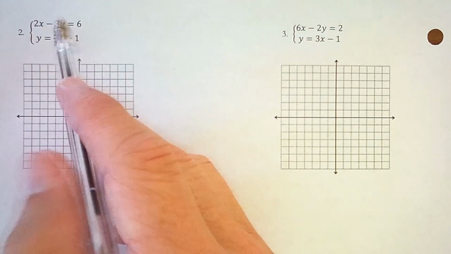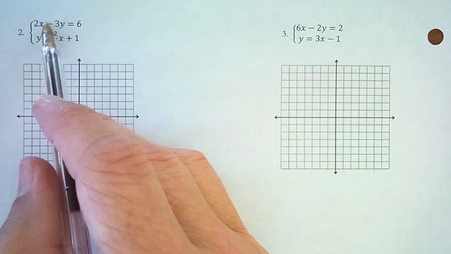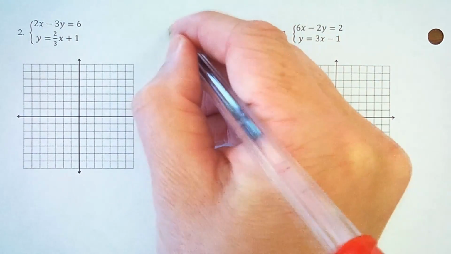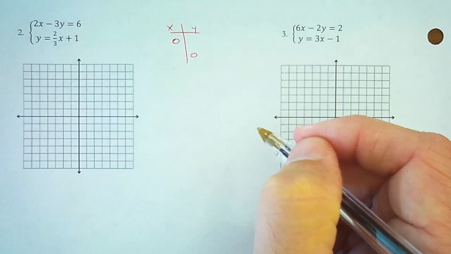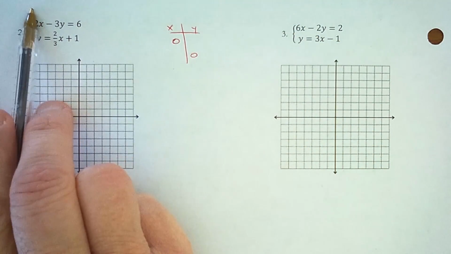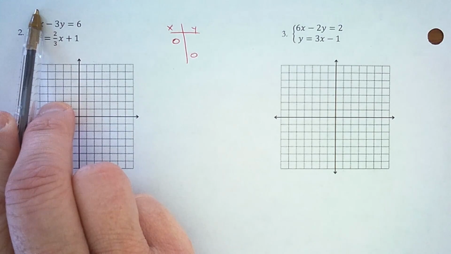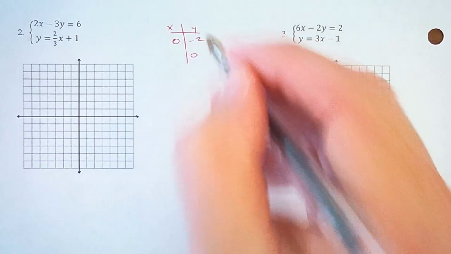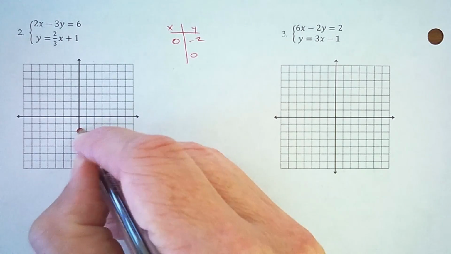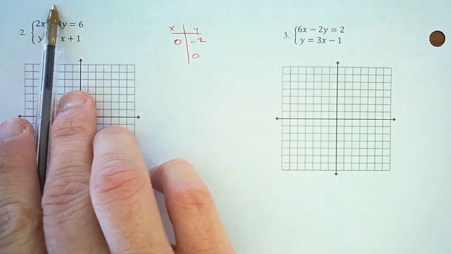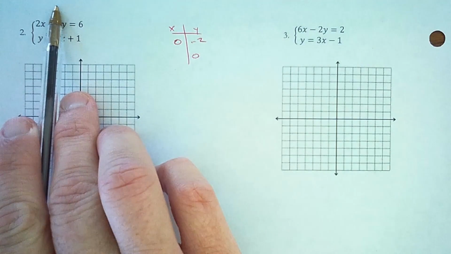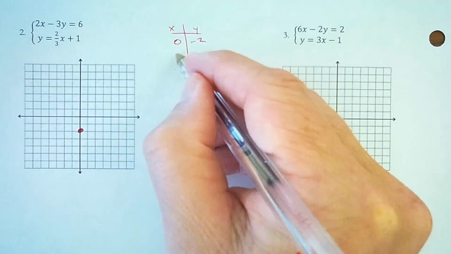Okay, next we have another line in standard form. So we'll do a t-chart and find the x and y intercepts. So if I put in a 0 for x, I get negative 3y equals 6, and I can divide and get y is negative 2. So 0, negative 2 is my y-intercept. Put in a 0 for y, and I get 2x equals 6. Divide by 2, and I get x is 3.